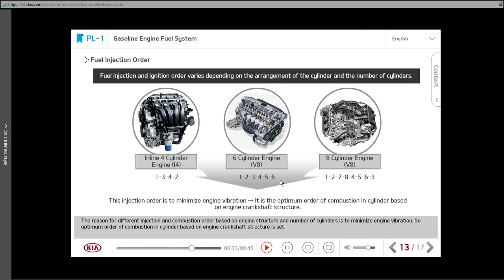The reason for different injection and combustion order based on engine structure and number of cylinders is to minimize engine vibration. So optimum order of combustion in cylinder based on engine crankshaft structure is set.